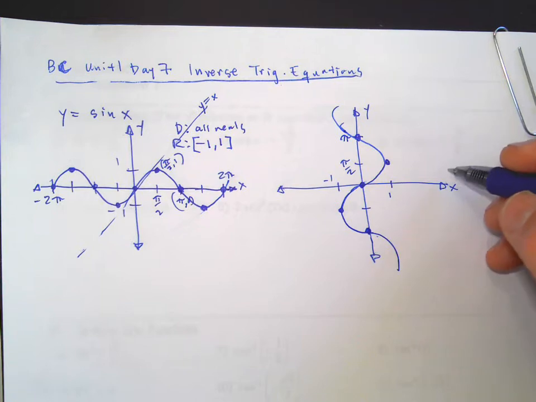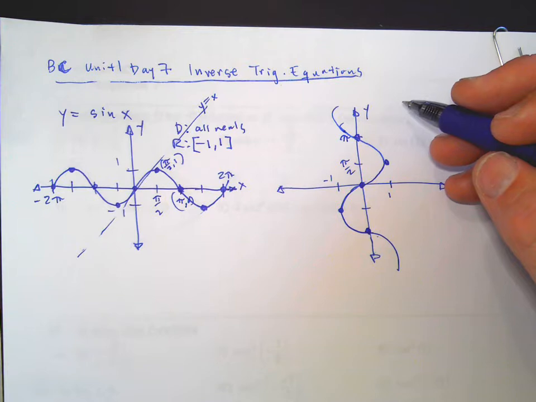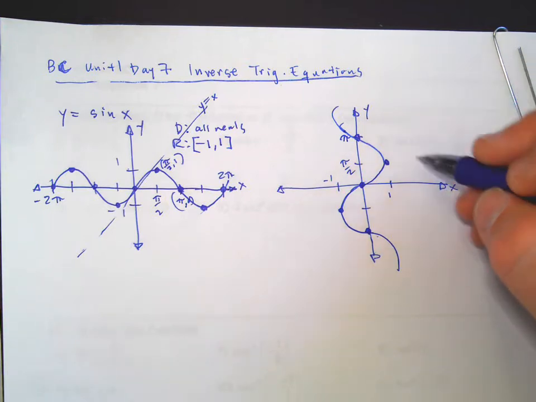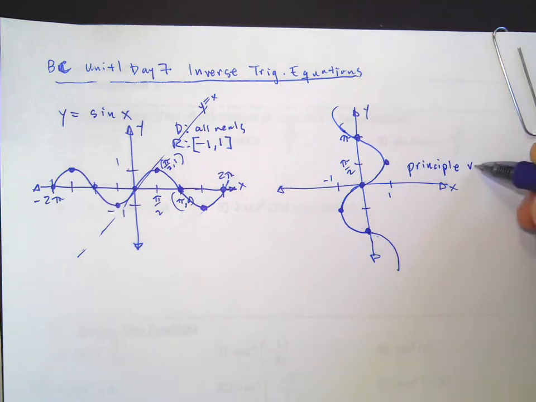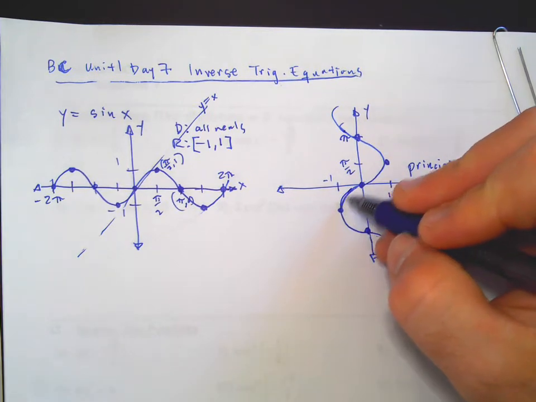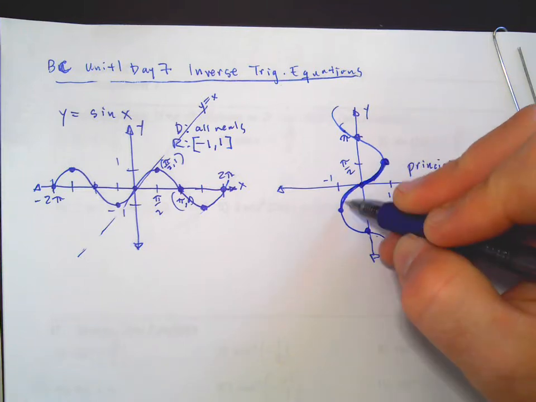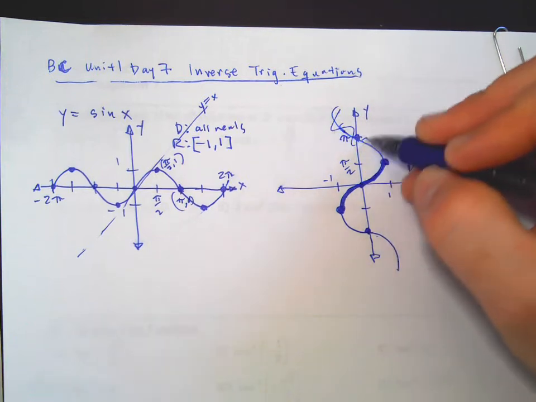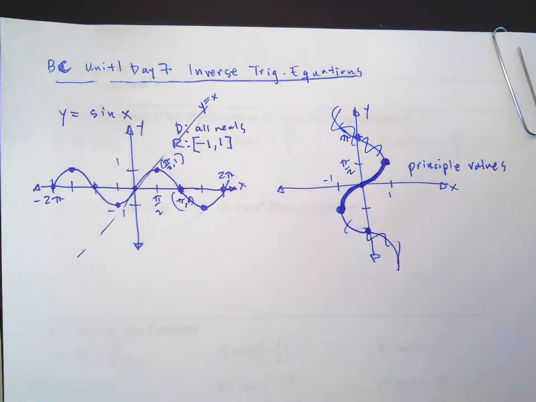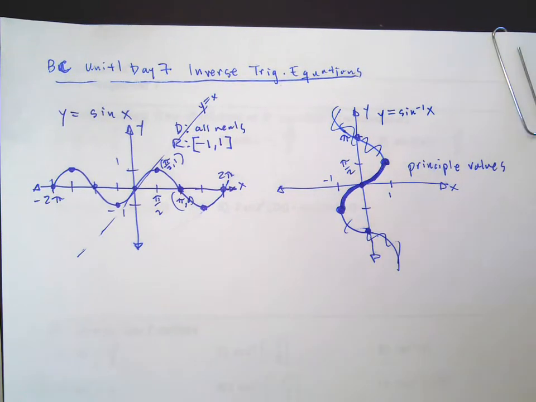Now, there's some problems here because this is not a function anymore because it fails the vertical line test. So what we do is we restrict it to what we call principal values so that it is a function. So it passes the vertical line test. We just choose a portion of the graph. This is the portion that's accepted, and this is also the way your calculator deals with it. You're only going to get that portion of the graph for inverse sine, or arc sine.